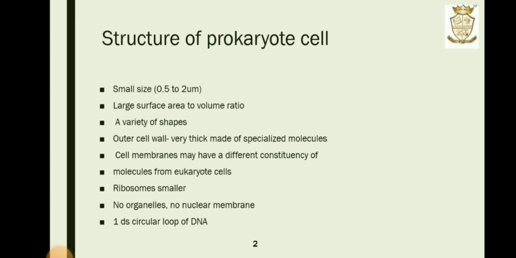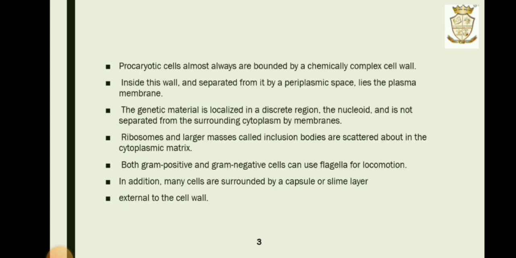One double stranded circular loop of DNA. Prokaryotic cells almost always are bounded by a chemically complex cell wall. Inside the cell wall, and separated from it by a periplasmic space, lies the plasma membrane. The genetic material is localized in a discrete region, the nucleoid, which is not separated from the surrounding cytoplasm by membranes.